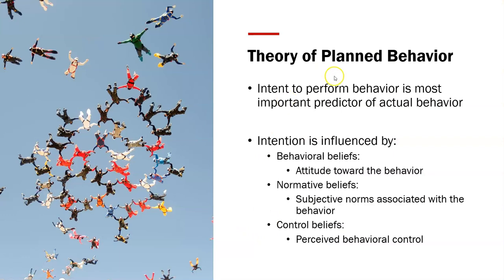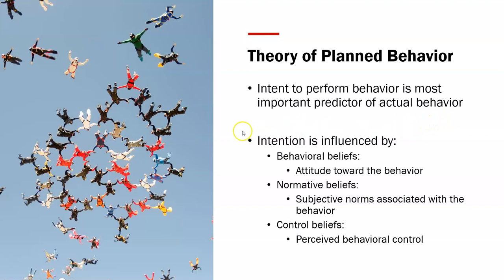So the theory of planned behavior says that the intent to perform a behavior is the most important predictor of actual behavior. And I'll show you a very simple model figure that demonstrates this. But it's just saying that if you say, I am going to get up and go to the gym in the morning, hopefully you will, that's the best predictor of doing so.